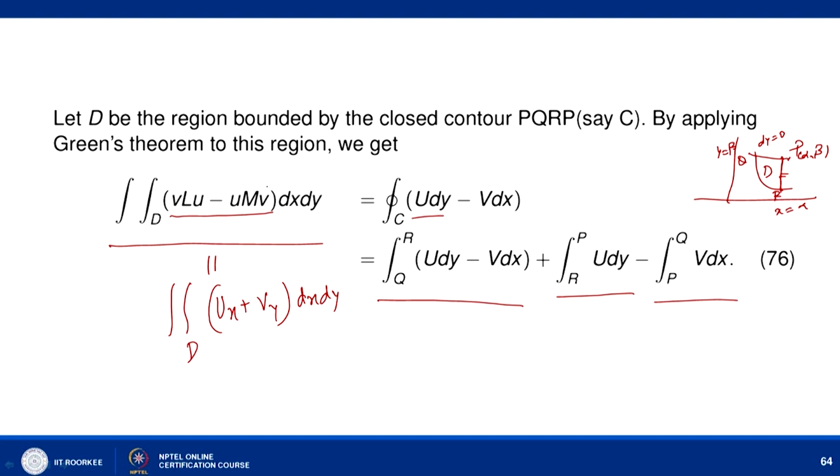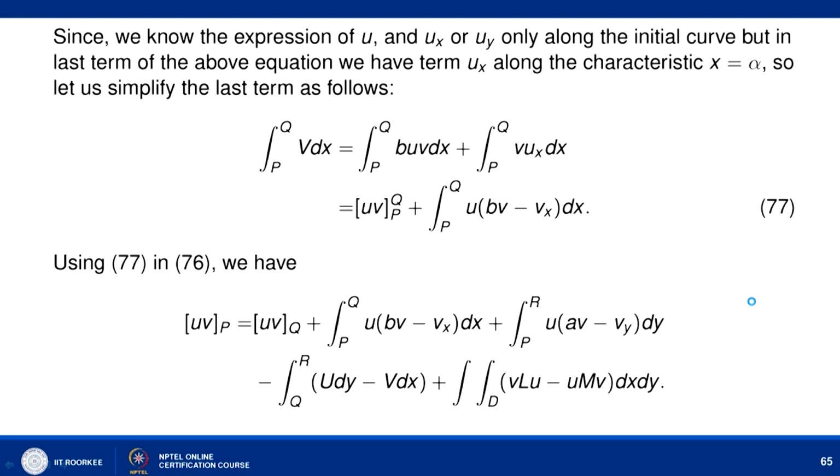So, now this expression is written as the sum of three integrations: from Q to R u dy minus v dx, plus from R to P u dy, minus from P to Q v dx. Now, since we know the expression of u and ux or uy only along the initial curve, but in the last term of the above equation we have the term ux along the characteristic x equal to alpha.